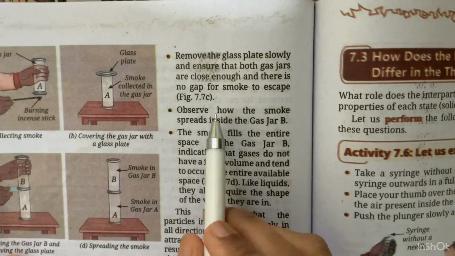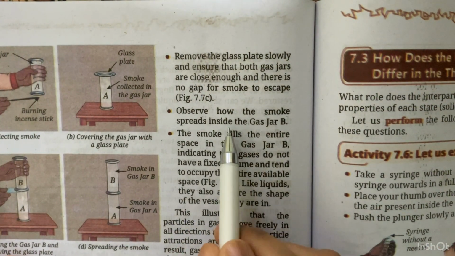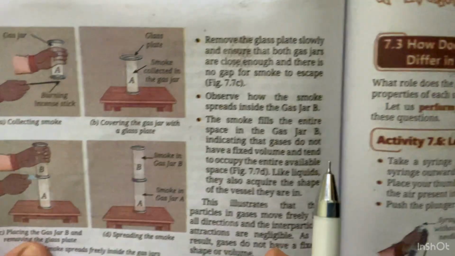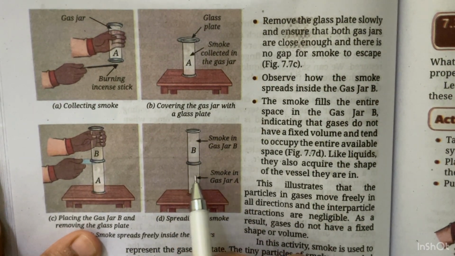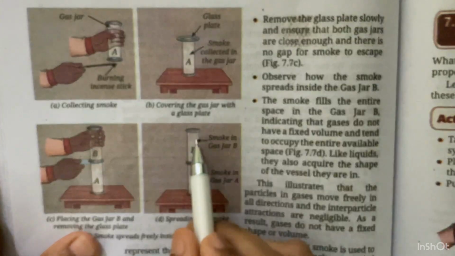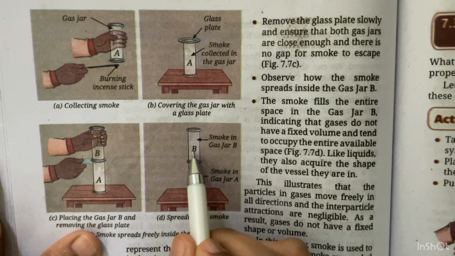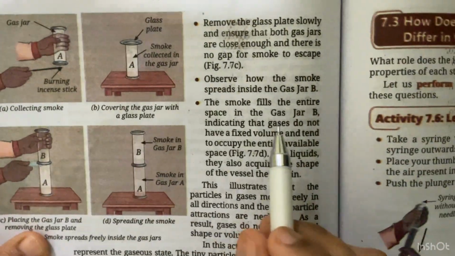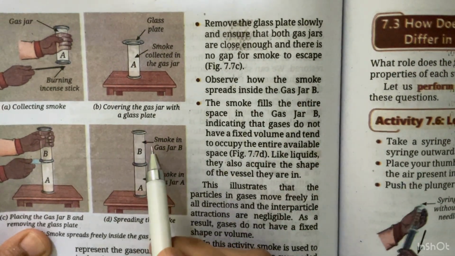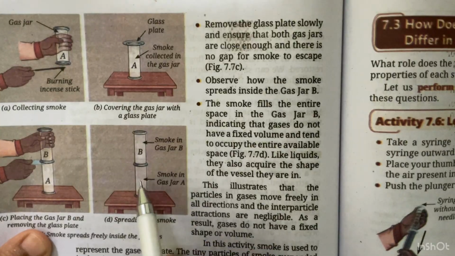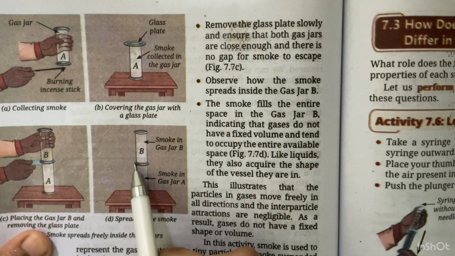Observe how the smoke spreads inside gas jar B. After removing the glass plate, the smoke starts going into jar B, so we need to observe that. Now the smoke fills the entire space in gas jar B. How much space will it get? The smoke will cover it entirely.